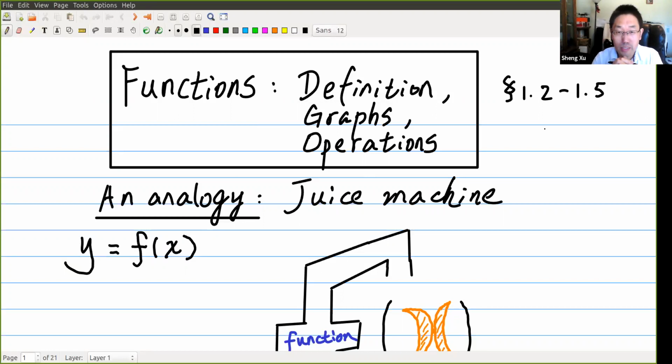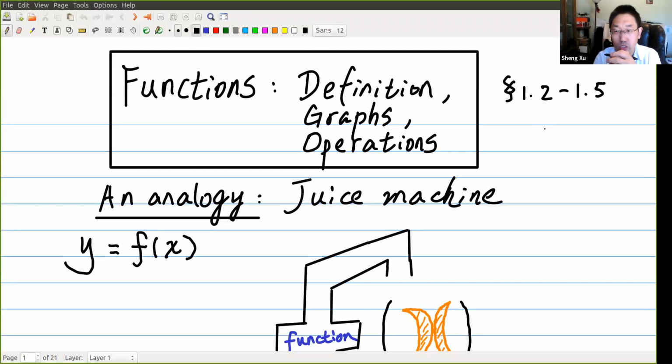So in today's lecture, I'm going to give you an overview about functions. You probably learned functions in algebra class, so that's why I say today's lecture is a review and an overview. Hopefully I can reinforce your memory, and in case you missed some things in algebra, hopefully today's lecture will help you pick up those things, okay? Today's lecture corresponds to sections 1.2 to 1.5 in the textbook, so homework problems will be assigned from those sections.